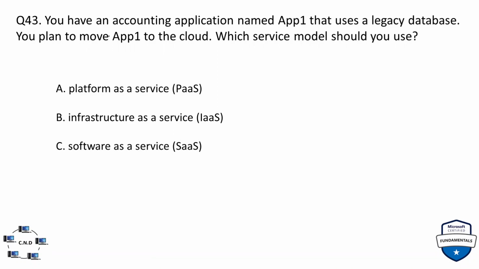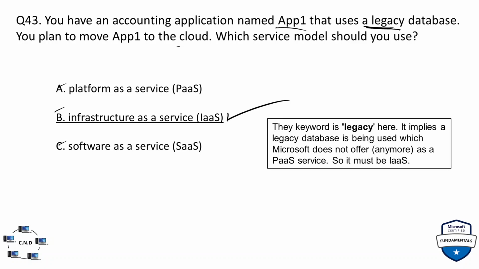Question number 35 is that you have an accounting application named App1 that uses a legacy database. You plan to move App1 to the cloud. Which service model should you use? And the options are A, platform as a service, B, infrastructure as a service, and C, software as a service. And the correct option is infrastructure as a service.